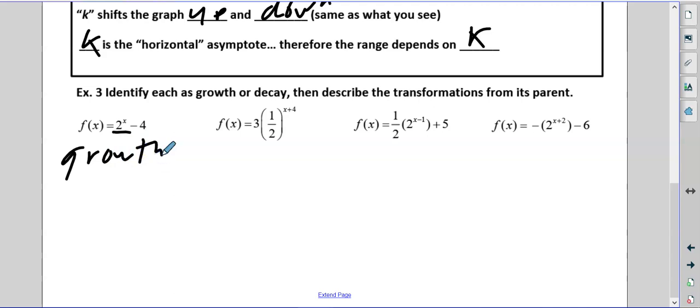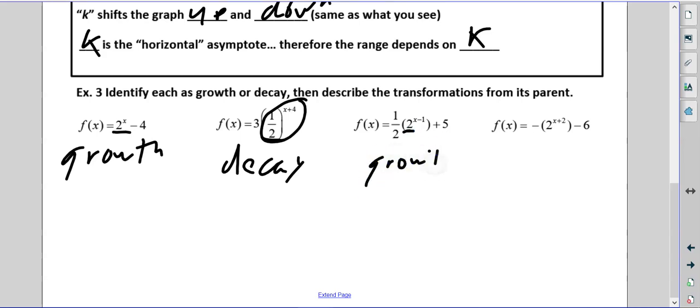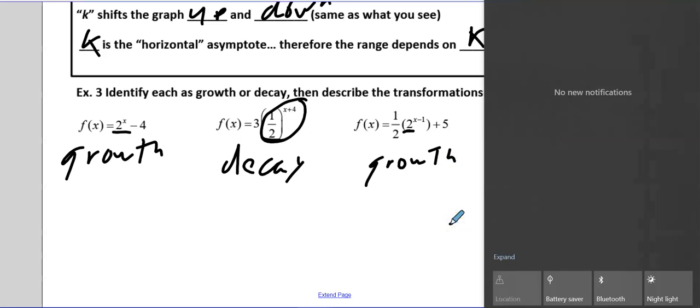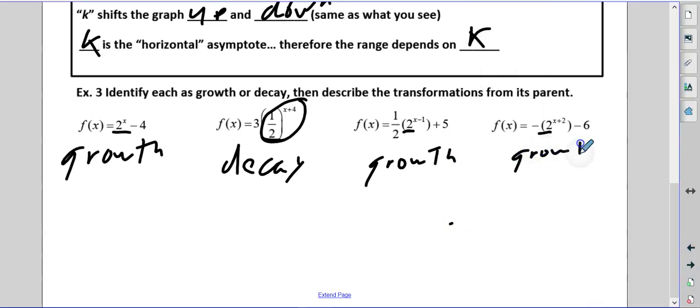Let's just do this first. So, the tricky thing here on this one is the 3 and the 1/2. This is actually the number you look at because that's what's attached to the exponent. So, this is 1/2, which means it's decay. Over here, again, you look at what's attached to the exponent. That's a 2, so that's growth. And then here again, it's a 2. Sorry about that. So that's growth.